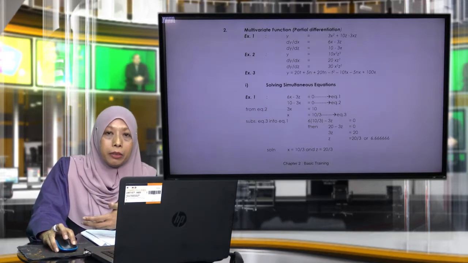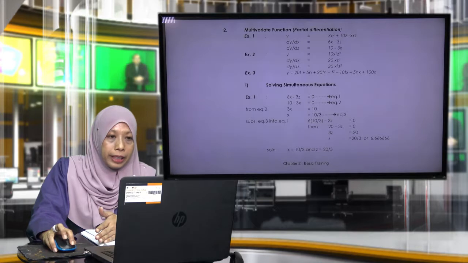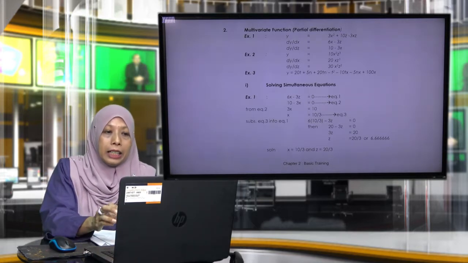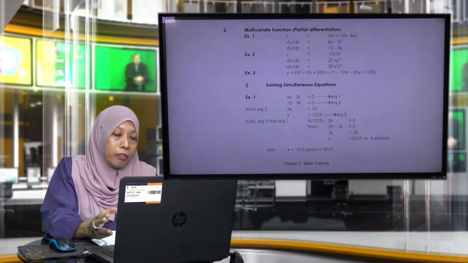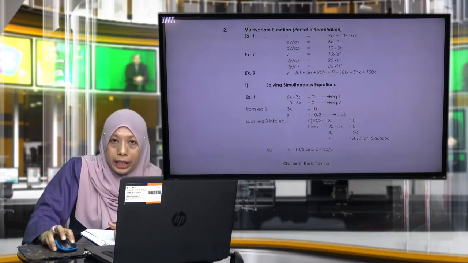You may start with differentiating the function with respect to x, meaning that you want to find dy dx. When you do that, you are assuming z as a number. Now, how are we going to differentiate this function? Because this function has both x and z, the easiest way is to apply the power function rule. Now, you are differentiating with respect to x.